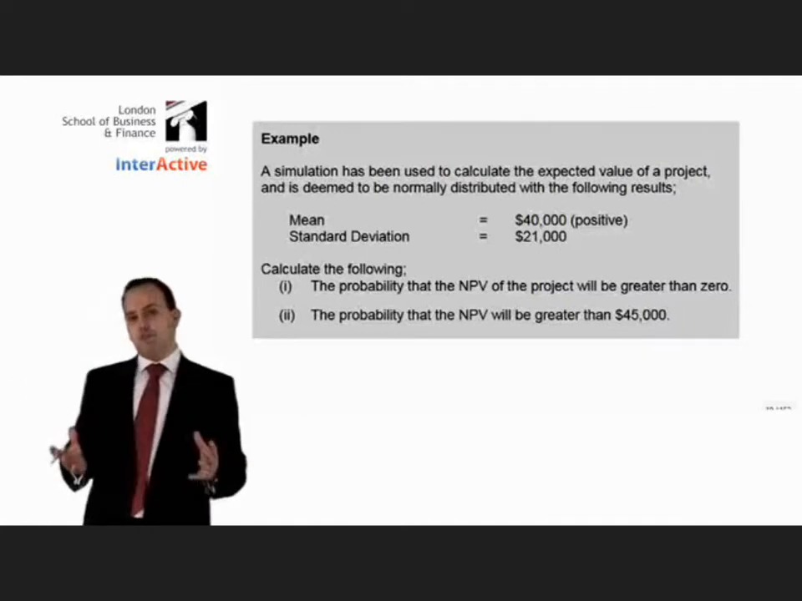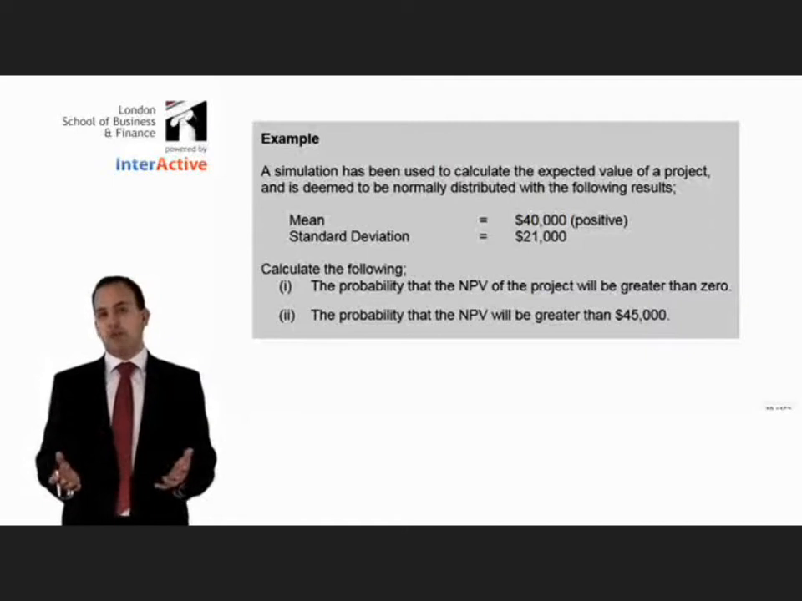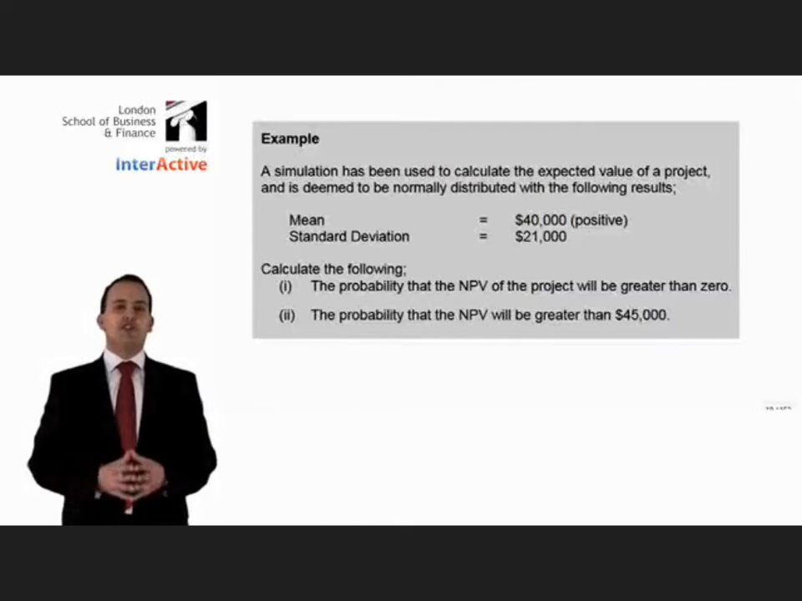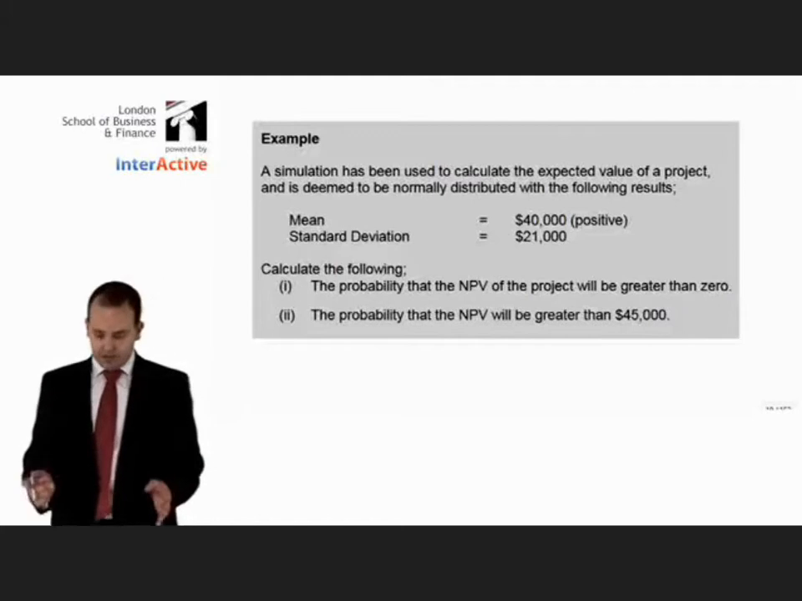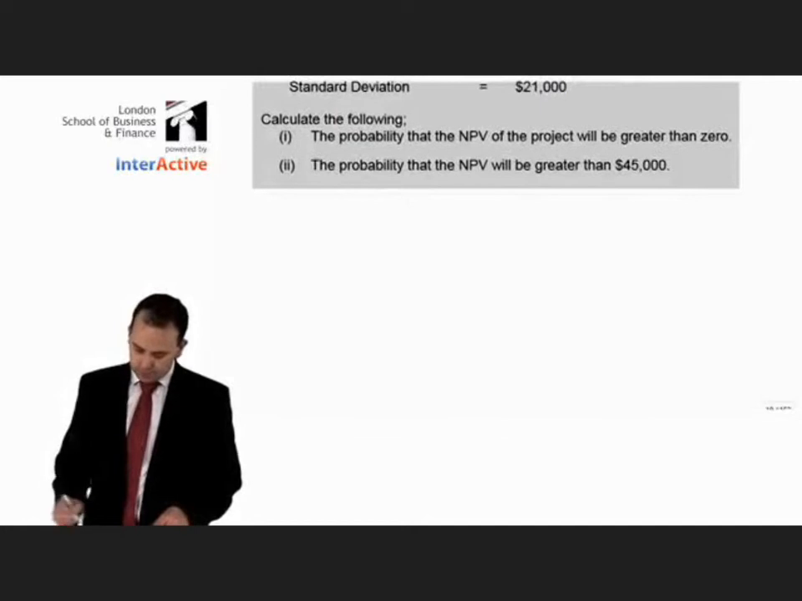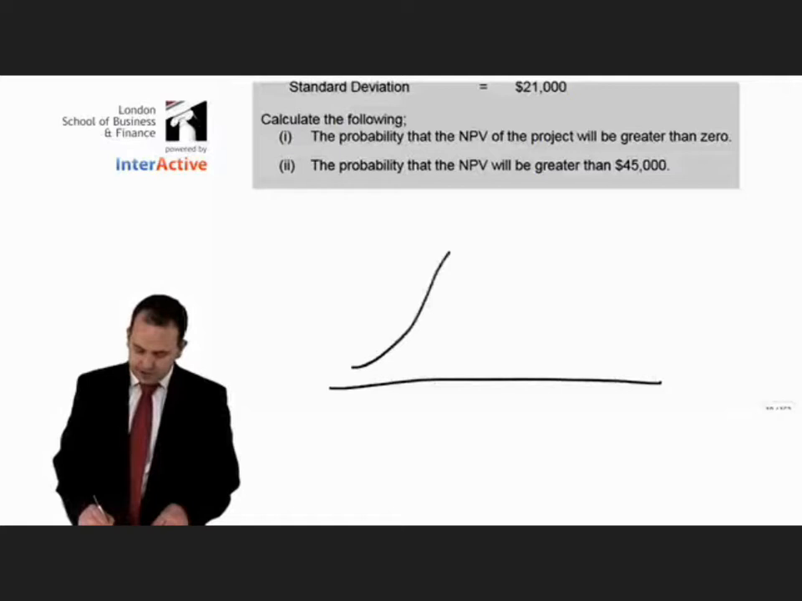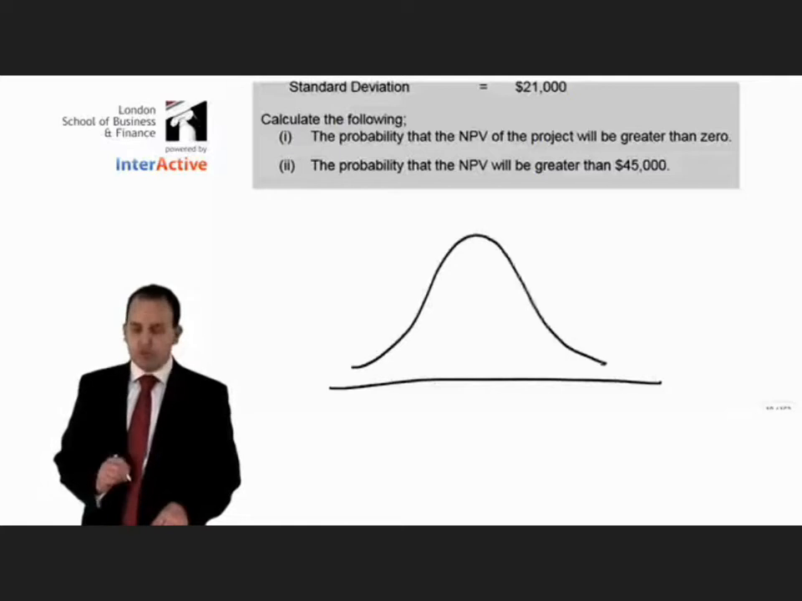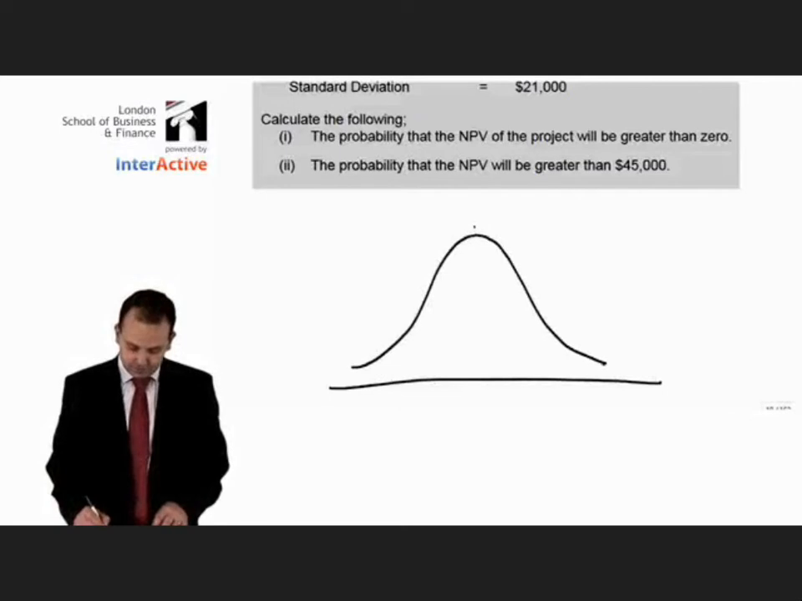If you are not familiar with normal distribution, then I strongly advise on any sort of example like this, you always draw yourself a basic diagram to try to understand exactly what it is we are calculating. So here we have a basic normal distribution curve, and we're told in the question that the average is 40,000.